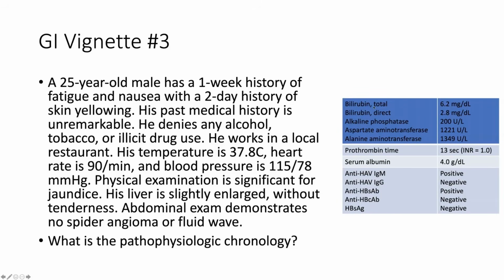His labs, you can see, are total bilirubin 6.2, direct bilirubin 3.8, Alk-Phos 200, AST 1221, and alanine aminotransferase, so ALT, is 1349. PT and albumin are normal, and he has positive anti-hepatitis A virus IgM, negative HIV IgG, positive anti-HBs antibody, negative anti-hepatitis B core antibody, and negative hepatitis B surface antigen. So I want you to walk through the pathophysiologic chronology.